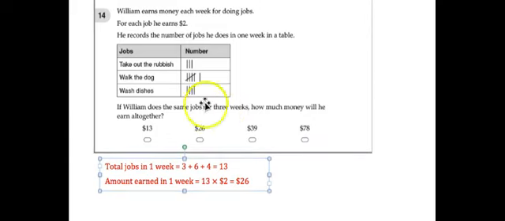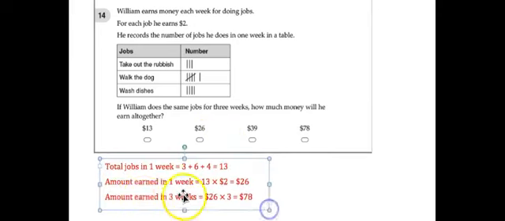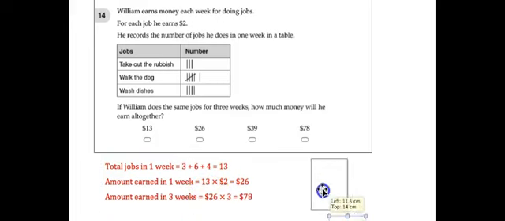So please read the question very carefully. Notice there are answers of 13 and 26, which are answers for part of the way, part of the working out. So the amount earned in 3 weeks is 26 times 3, which is $78.